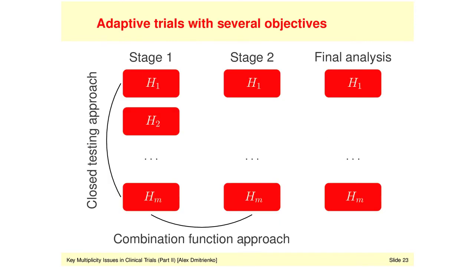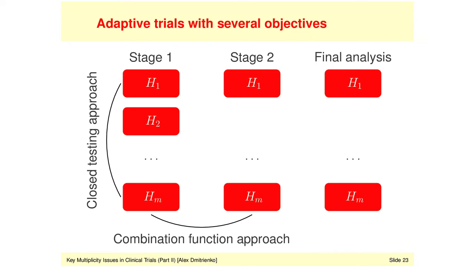I would like to remind you that we have assumed so far a relatively simple setting with a single source of multiplicity. We assume that multiplicity is induced by repeated significance tests at the interim and final analysis, but there are no other multiplicity components in the trial.